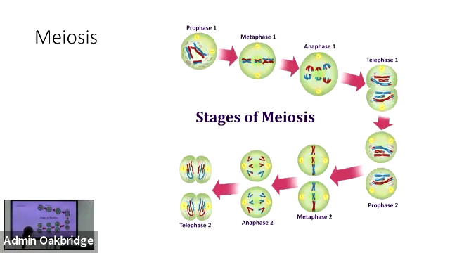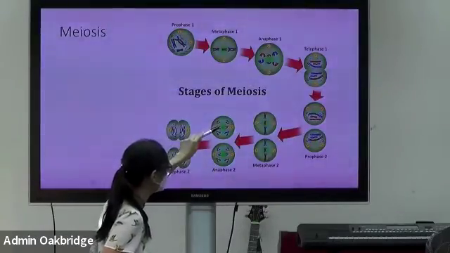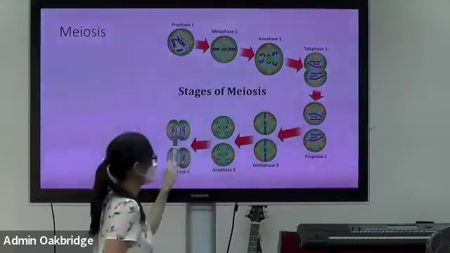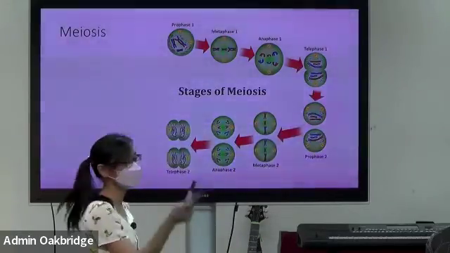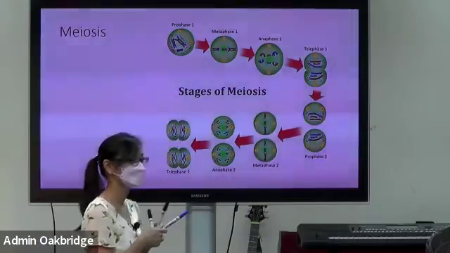Okay, again. Beginning, line up, split, cell divides into 2 cells. That's not the end. Part 2. This one will do the same thing, and this one will also do the same thing. Line up, split, cell divides. So this one will divide into 2, and this one will divide into 2. How many cells are there in the end? 4.